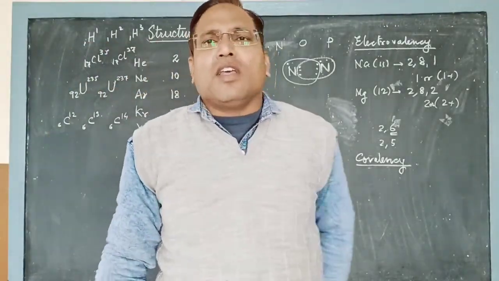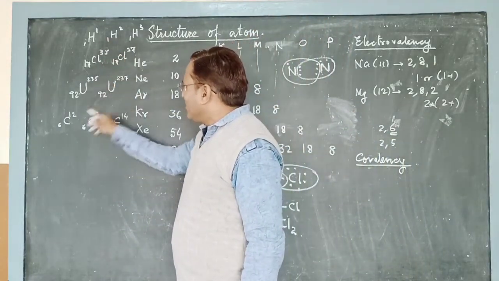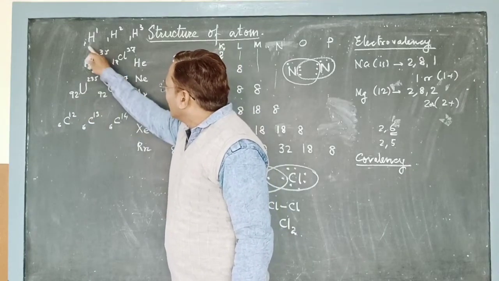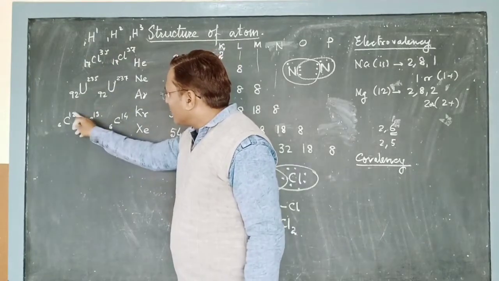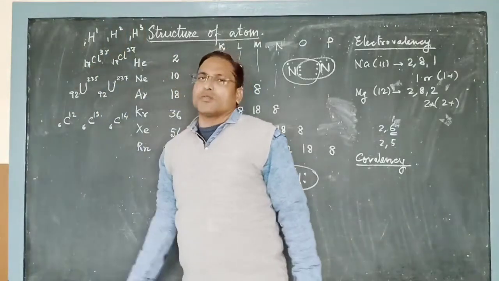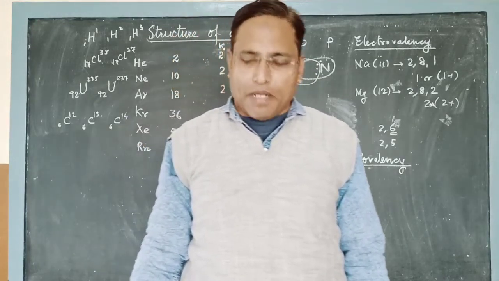So what we will see, isotopes are the atoms of the same element, having the same atomic number, but their mass number is different. So in this way you will learn the definition of isotopes and their examples.